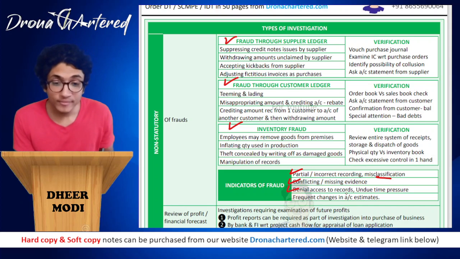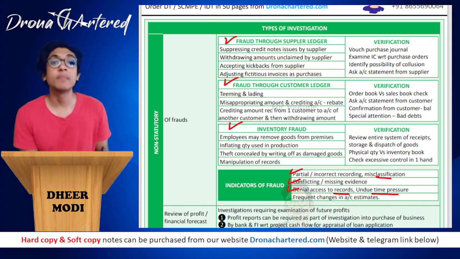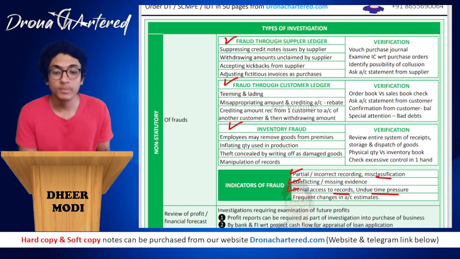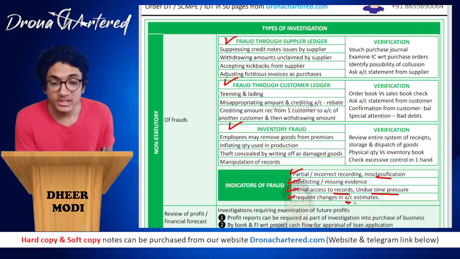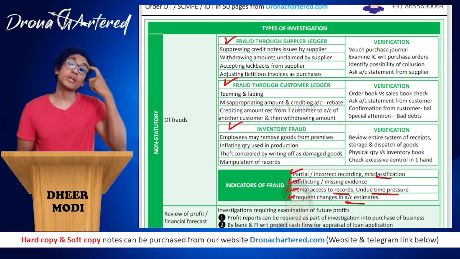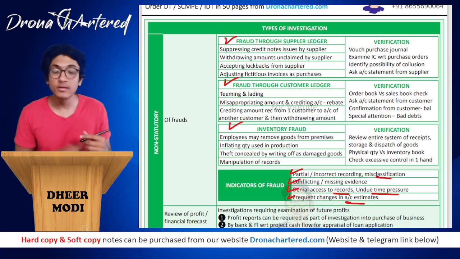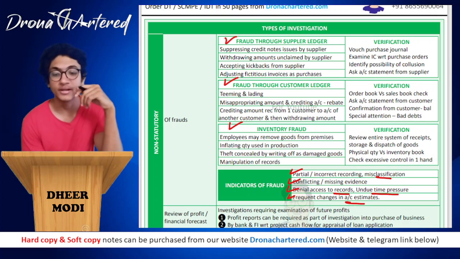Next is denial of access to records or undue time pressure. They are putting you in a rut so that you're not able to check properly. Next, frequent changes in your accounting estimate. Since accounting estimate is subjective, it is possible that they will change it so as to prevent their fraud being detected.